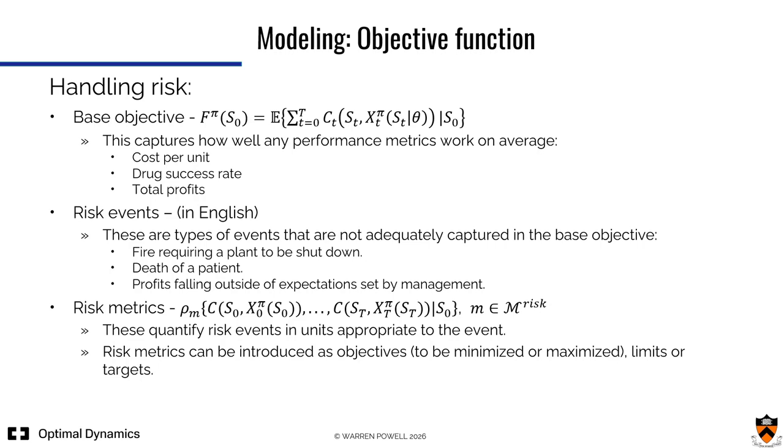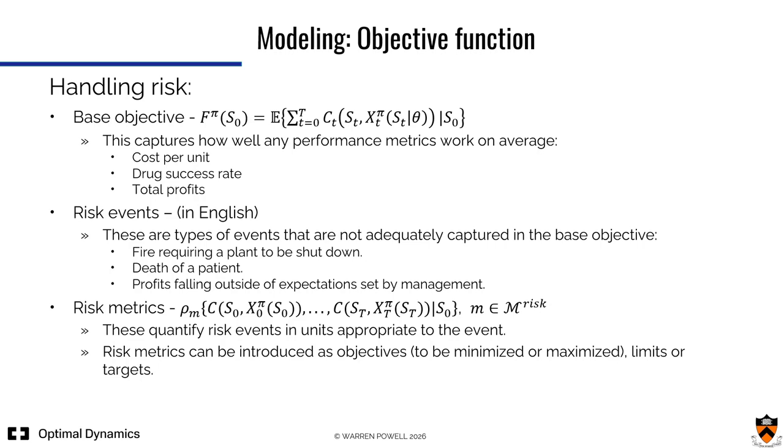First of all, you have to define the base objective, and the base objective is always how well you perform on average. So this base objective captures how well any performance measure works. It could be cost per unit, the drug success rate, total profits. It's either a total or an average. These are all variations of the same quantity. And this will handle noise and variations and deviations. Sometimes it works, sometimes it doesn't work. Sometimes the profits are higher and lower. They all average out.